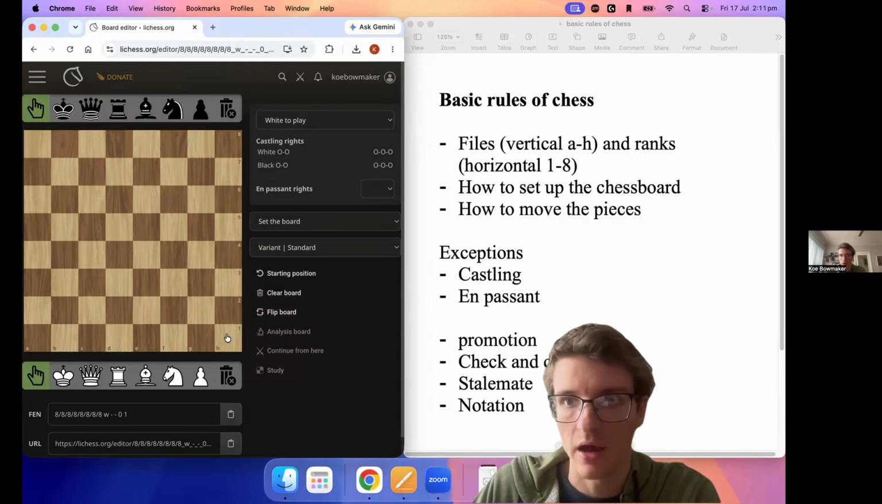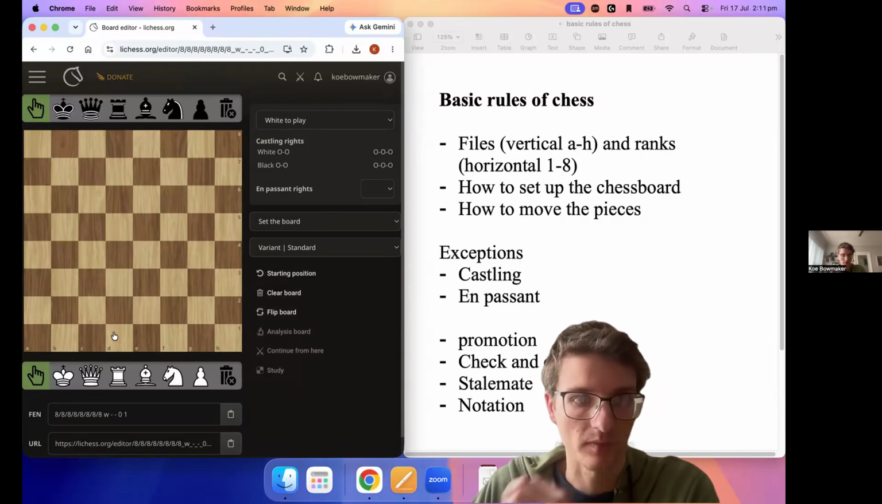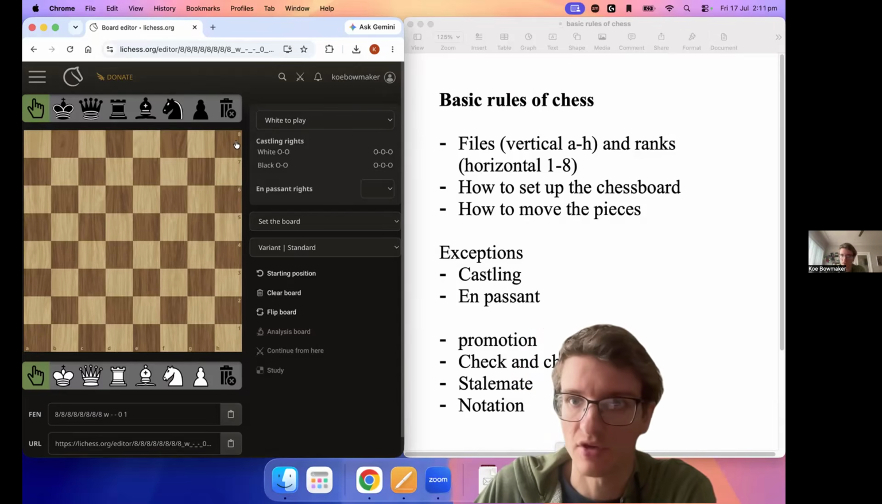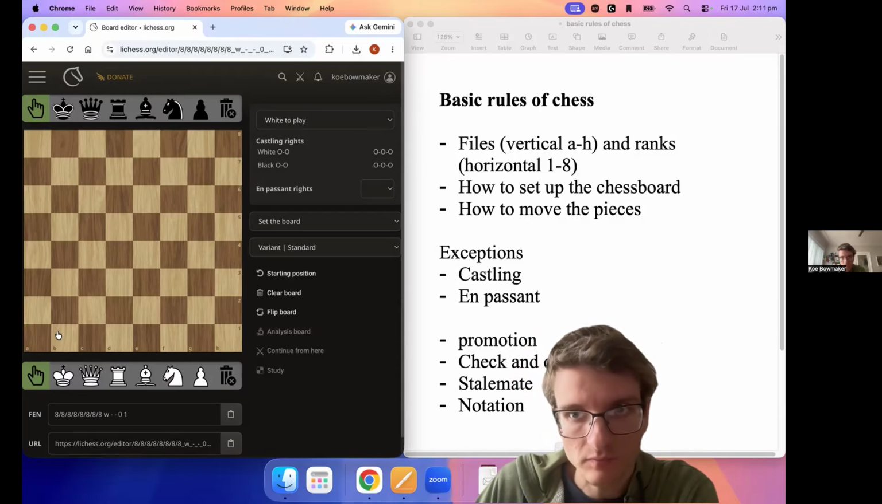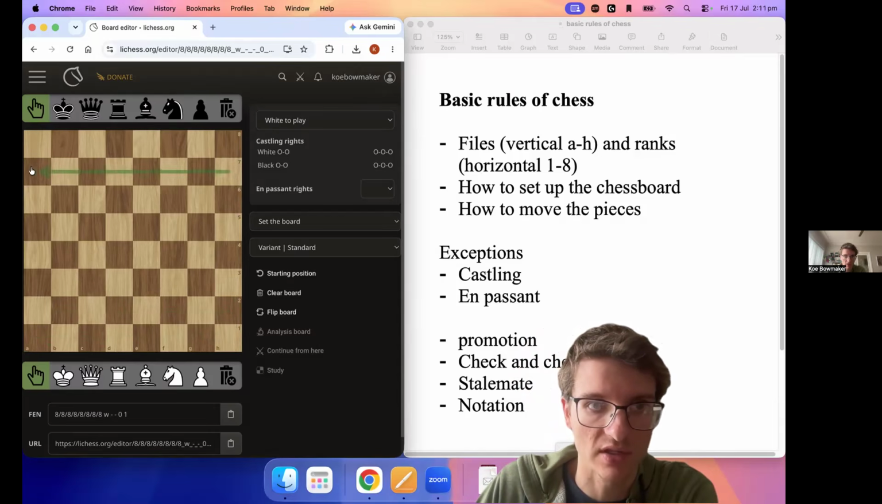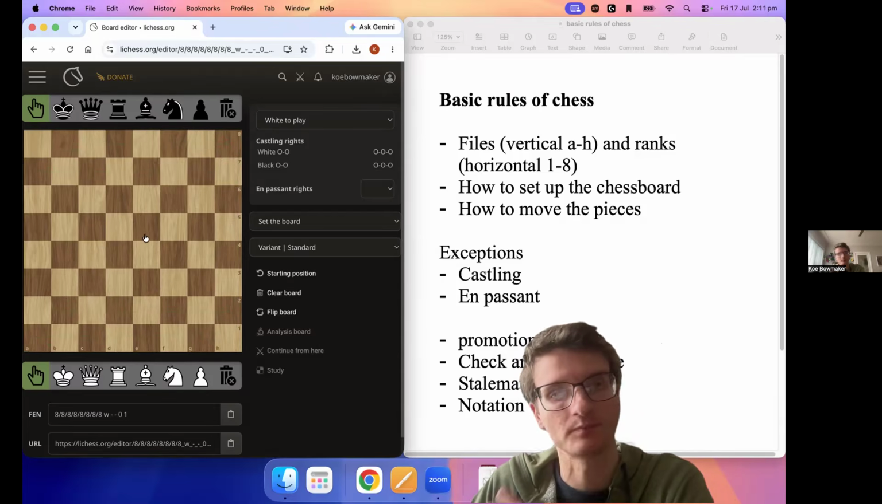And so most chess boards will have these letters which represent the files and the numbers which represent the ranks. And the reason that's important is because if they do have the letters and numbers, the white pieces will go on the first rank, the white pawns will go on the second rank, and the black pawns will go on the seventh rank. The black pieces will go on the eighth rank.